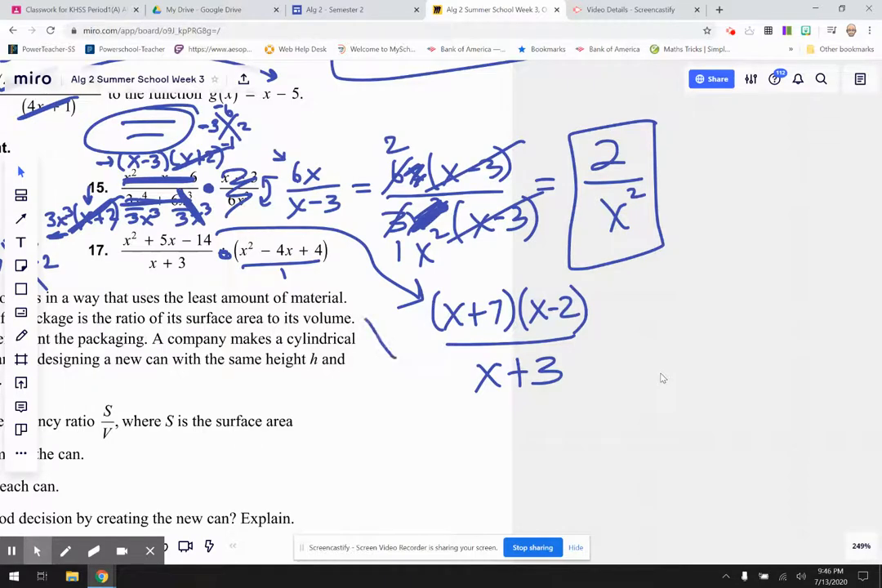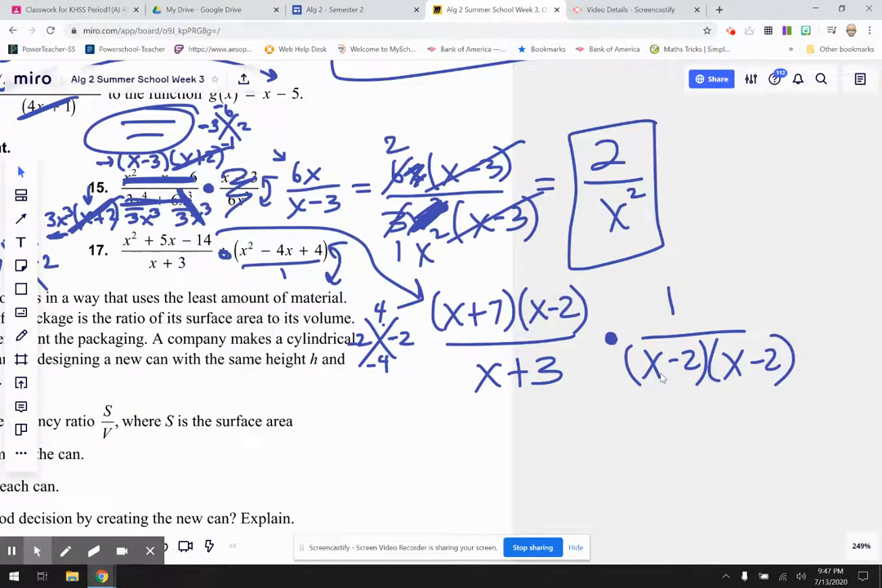So let's see. What would multiply to give me 4 and add up to negative 4? I'm thinking negative 2 times negative 2. So we got to flip it around though. So it's going to be on the bottom. So we're going to put times 1 on the top, x minus 2, and x minus 2. Because we had to flip it around.